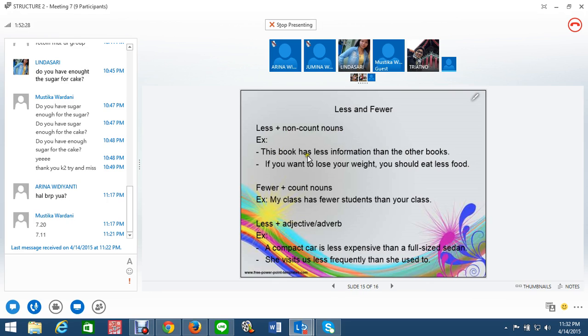Example, this book has less information. Information is a non count noun, kata benda yang tidak dapat dihitung. Jadi information tidak boleh digunakan pakai s. We cannot say, she gives me many informations. So less should be followed by non-count nouns. If you want to lose your weight, you should eat less food.